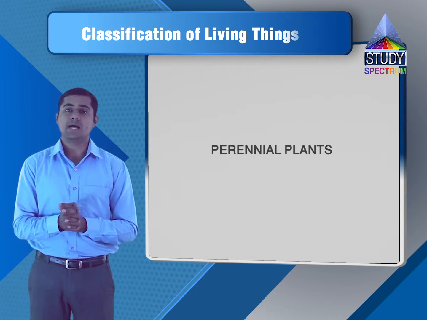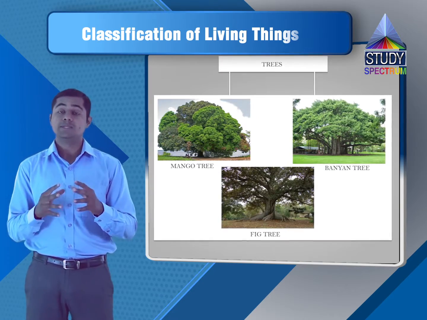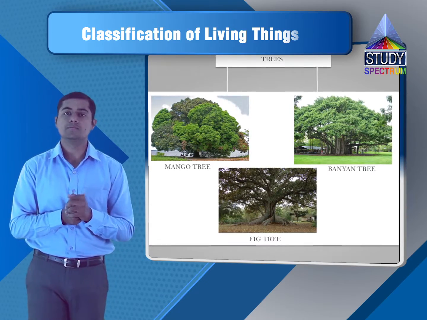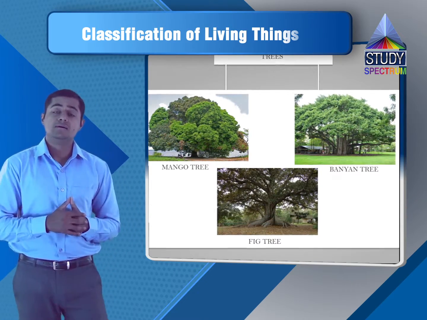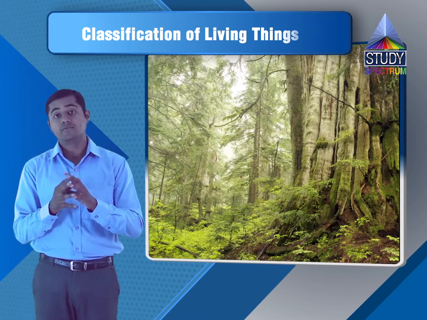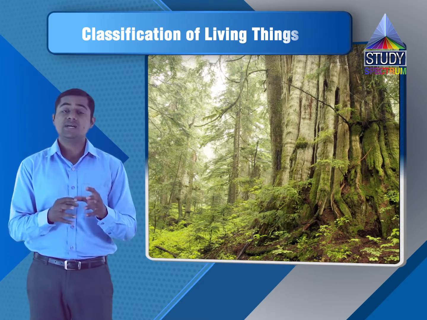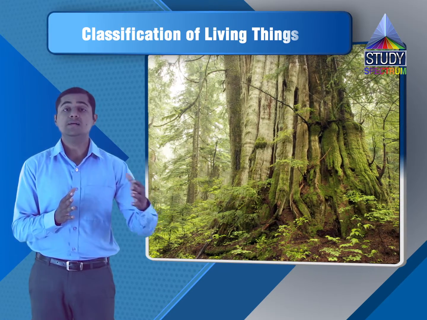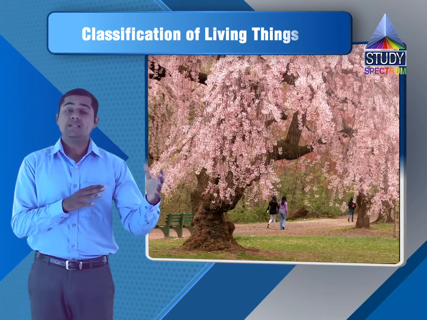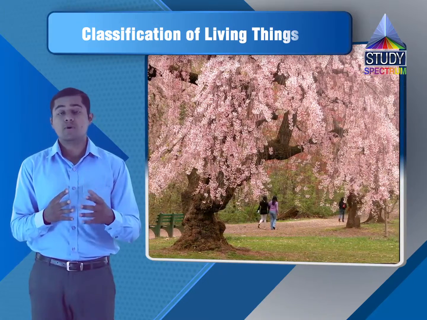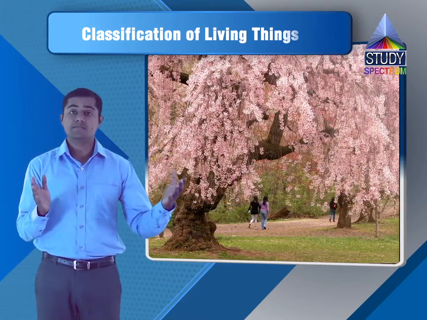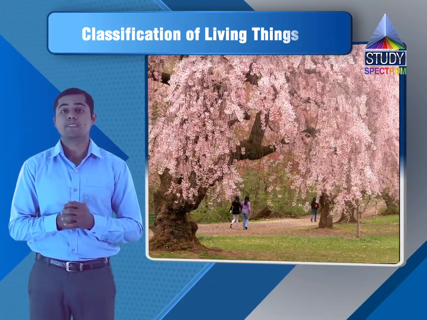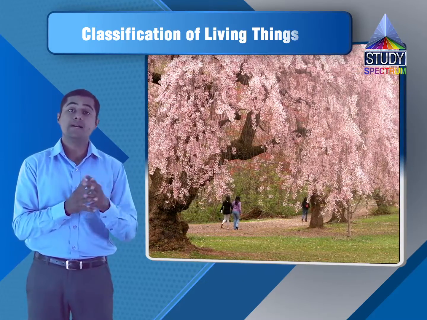What are the perennial plants? The mango tree or banyan tree, fig tree. They live for years altogether. Every year they bear the flowers, they bear the fruits. So once they are sown and they are grown, they continue to live for many years, and till the date they live, every year they bear flowers, the fruits. So in their lifespan, they have many life cycles of the flowers and the fruits. So such plants are called as perennial plants.